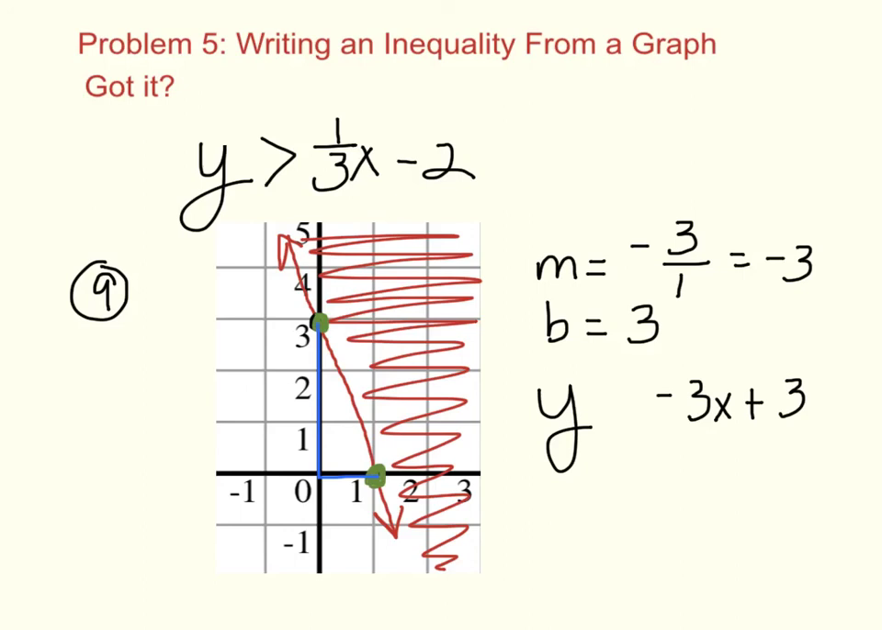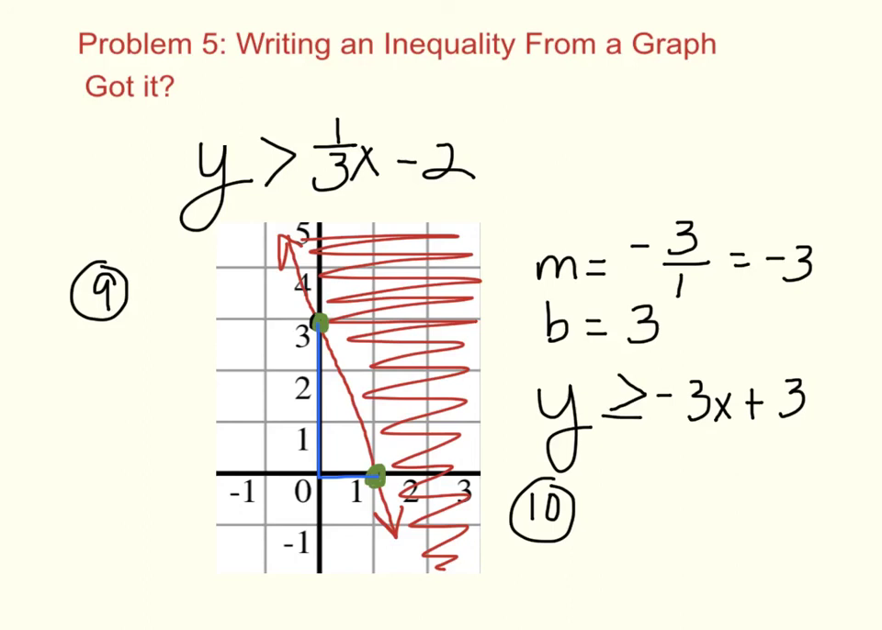Because the boundary line is solid, it's going to be an equal to. And because we're shading up above the graph, it's going to be greater than. So my inequality would be y is greater than or equal to -3x plus 3. Now the last one I want you to do on your own. If you want to pause the video, you can. But I'm going to explain it.